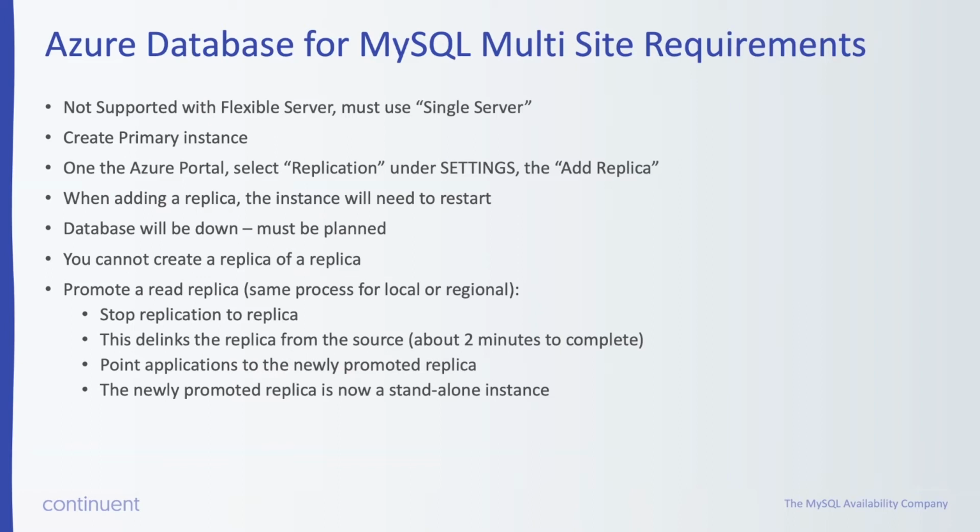So the database will be down, and that must be planned. And just to note, you can't create a replica of a replica. You create a replica of the primary. And then to promote a read replica, and it's really the same process, whether it's a local read replica or cross-region, we need to stop replication to the replica so we can delink it from the source. And Microsoft says that that takes about 2 minutes to complete. And then we simply point applications to the newly promoted read replica. That's all there is to it.